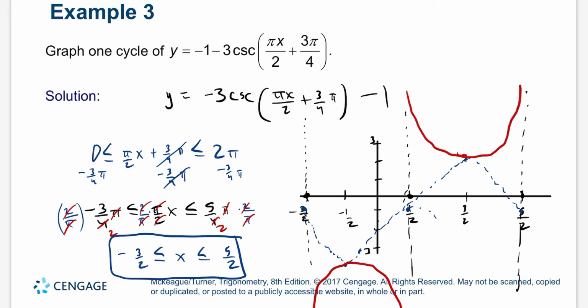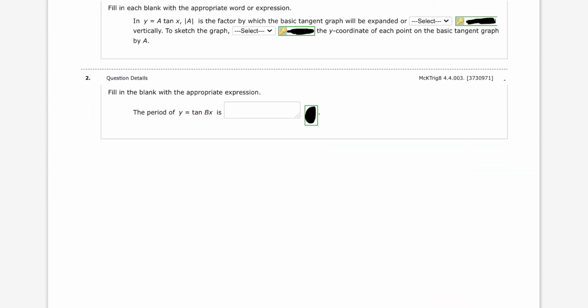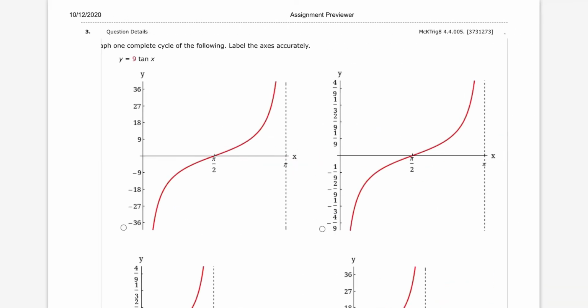All right, so let's see, fill in the blank. The period of tangent of b x, the formula for that is pi over b. That's the period. As we said, tangent is always going to be between negative pi/2, the argument goes in the middle, and positive pi/2. And the coefficient is positive 9.